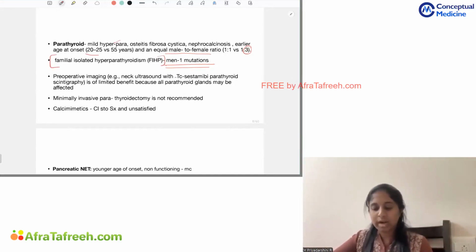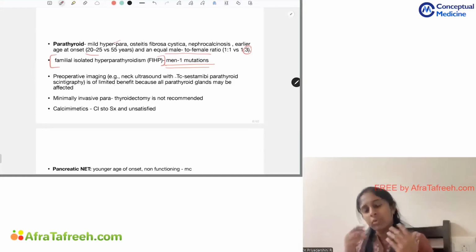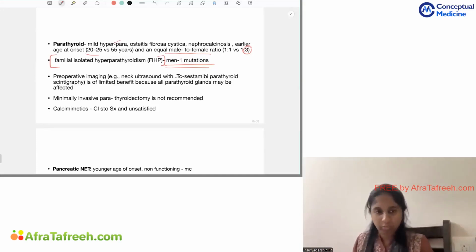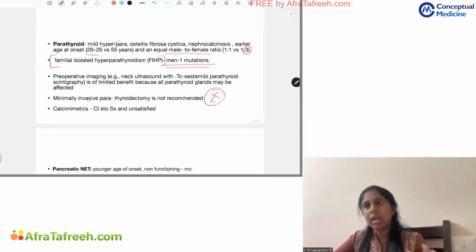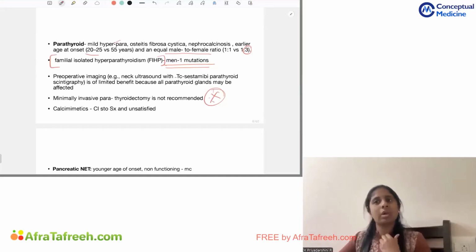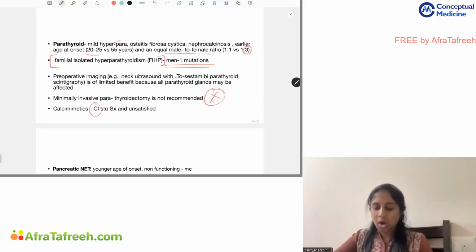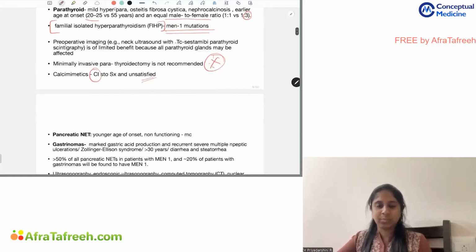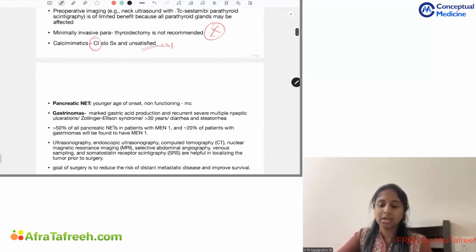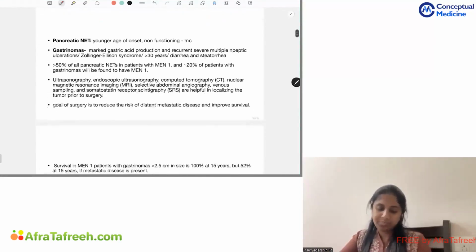Preoperatively, you can go for an ultrasound with technetium sestamibi maybe, but it may not be of any benefit. I told you, because all will be enlarged, all will go for hyperplasia. The minimally invasive parathyroidectomy is not recommended because almost all four glands are involved. If it is adenoma, minimally invasive surgeries you can do. But if it is hyperplasia, all four glands are involved. So you will have to go for a gross surgery. You will have to open and remove all four. Calcium mimetics can be used whenever there is a contraindication to surgery or the patient is not satisfied with the surgical criteria. If surgical criteria are not satisfied, then you can go with calcium mimetics.